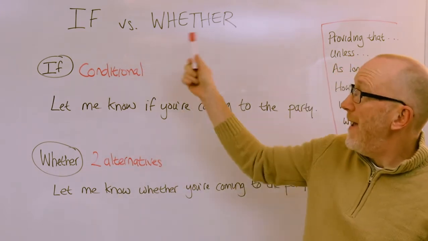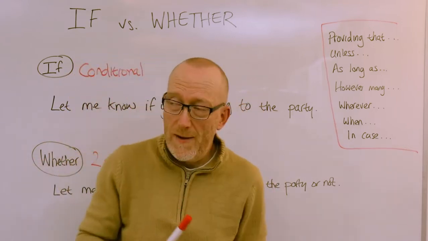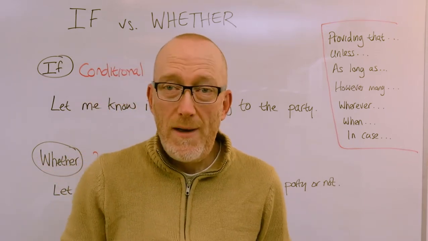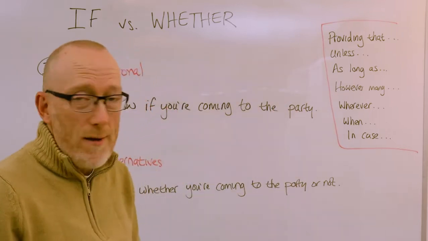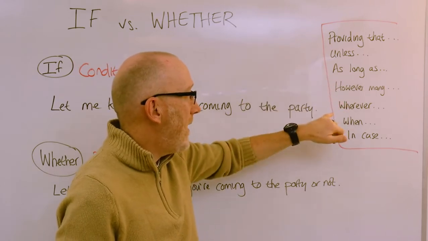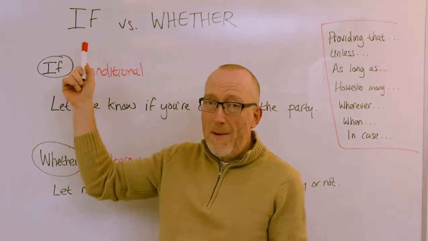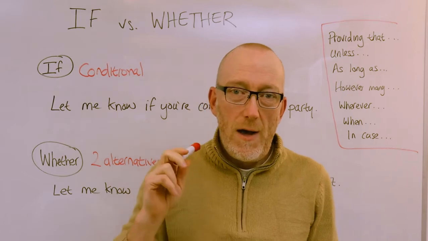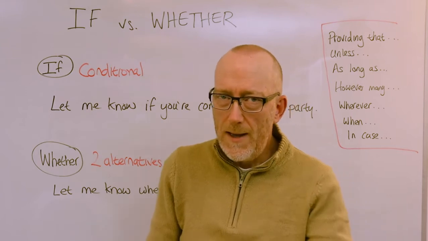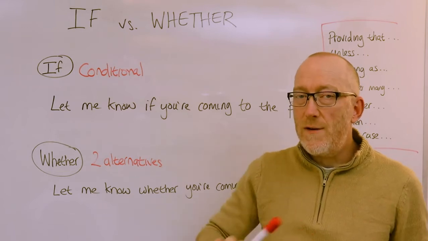And as well as talking about if and whether during the lesson, we also brainstormed a number of alternatives to if that you can use, and this is the list that we came up with over the course of 2 or 3 minutes. So we've got providing that, unless, as long as, however many, wherever, when, in case. So what I want you guys to understand is that there are actually many alternatives to using if in your writing, also in your speaking, but you do have to make sure you get them correct. So let's concentrate for now on if and whether, and make sure that you guys understand the difference here.